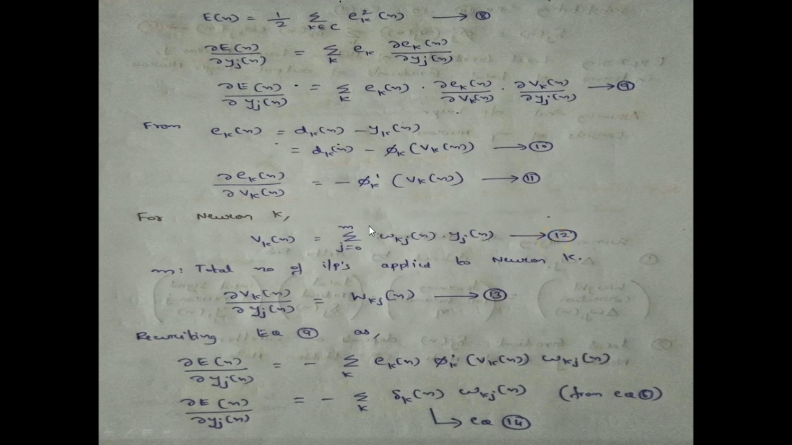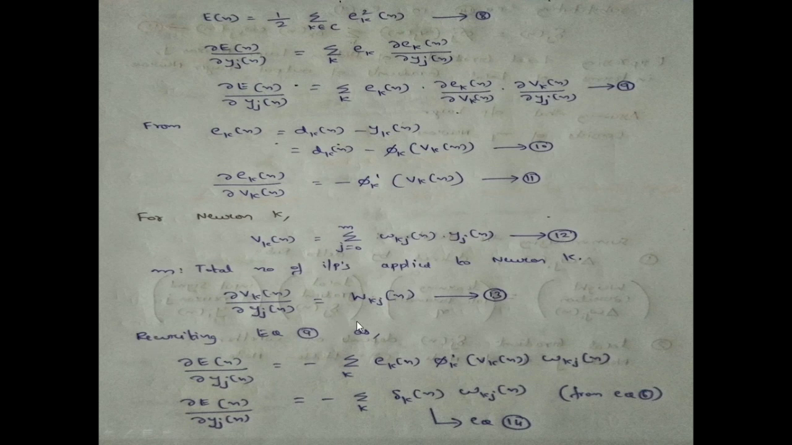Here m is the total number of inputs applied to the neuron k. So now differentiating partially the induced local field with respect to Yj(n), this gives us ∂Vk(n)/∂Yj(n) is equal to Wkj(n). Let this be equation 13.